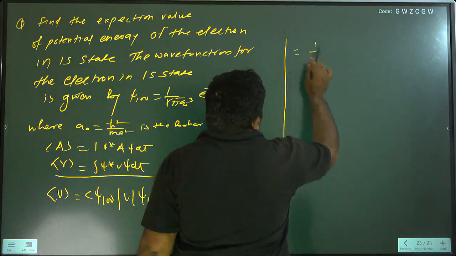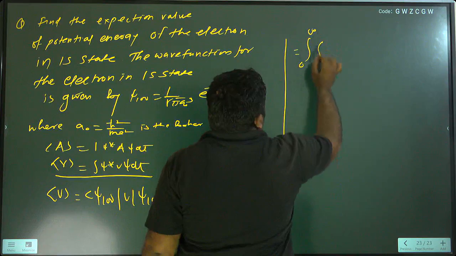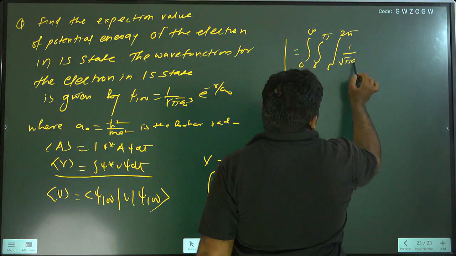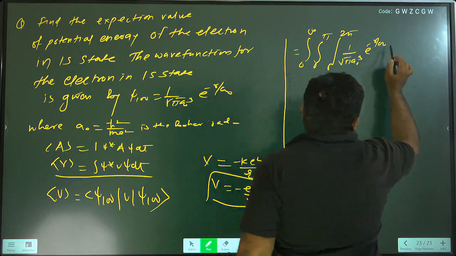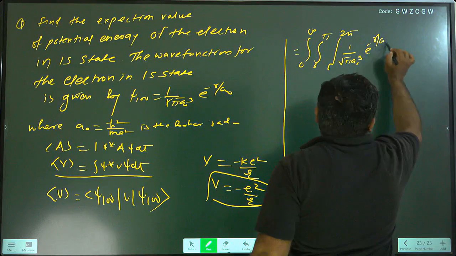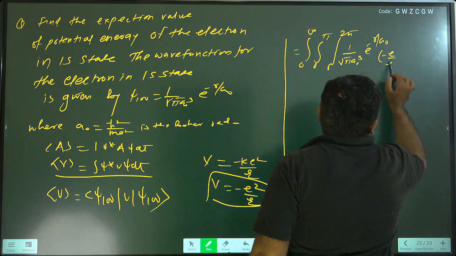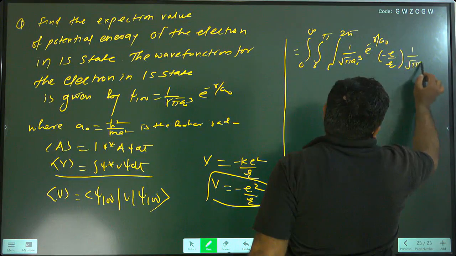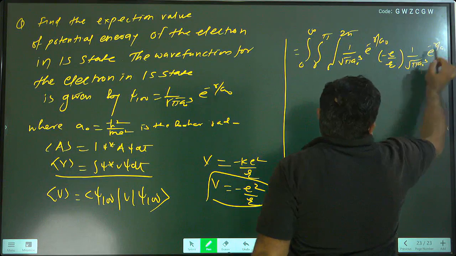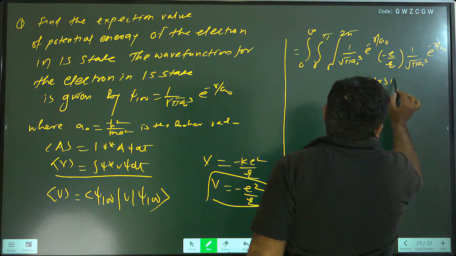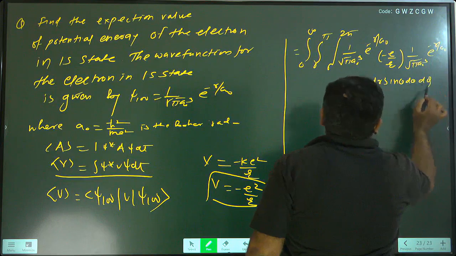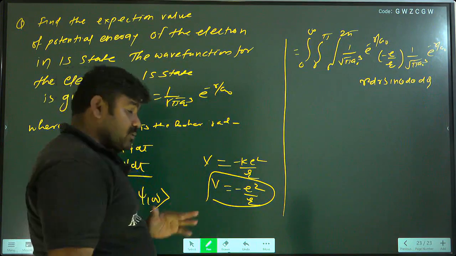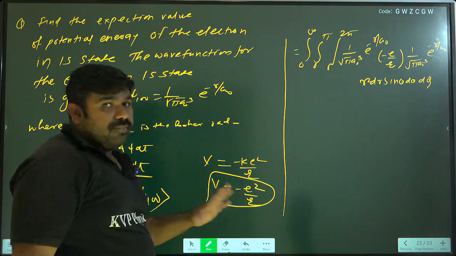Psi 1 upon, and write the limits 0 to infinity, 0 to pi, 0 to 2 pi. 1 upon under root pi a naught cube e to the power minus r upon a naught, into the potential minus e upon r, into 1 upon under root pi a naught cube e to the power minus r upon a naught, into r square dr sin theta d theta d phi. Okay, you also focus. Here the function does not depend upon theta or phi. Similarly, V also does not depend upon theta and phi.